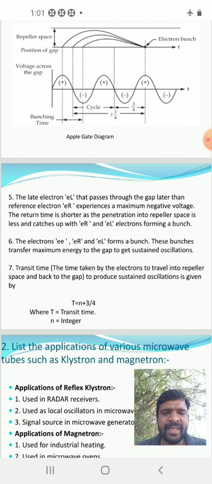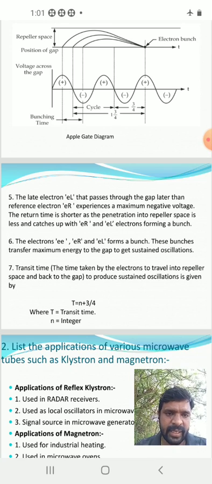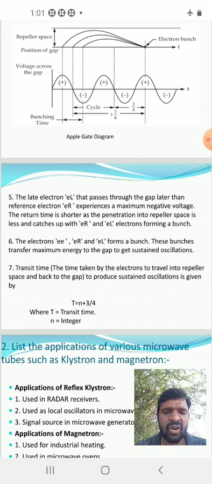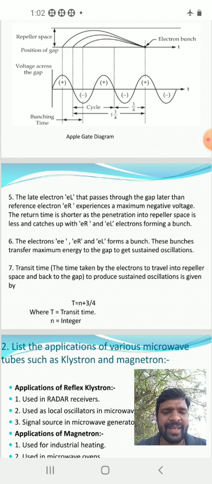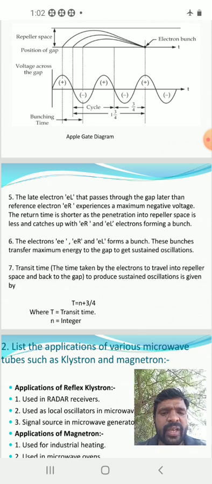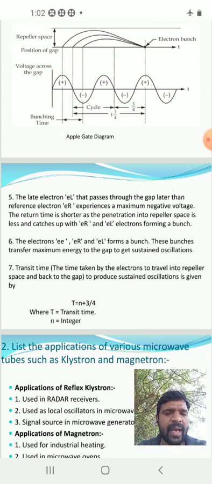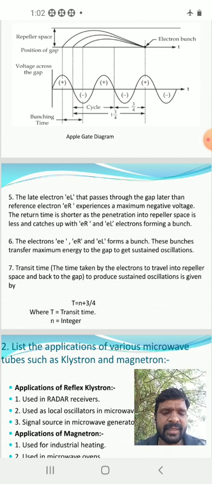The electrons E, ER and EL form a bunch. These bunches transfer maximum energy to the gap to get sustained oscillations. Late electrons, reference electrons and early electrons, E, ER, EL, form a bunch in the vacuum tube from the repeller space to the anode cavity. So in this space the maximum energy of the gap is obtained, giving sustained oscillations in the vacuum tube.